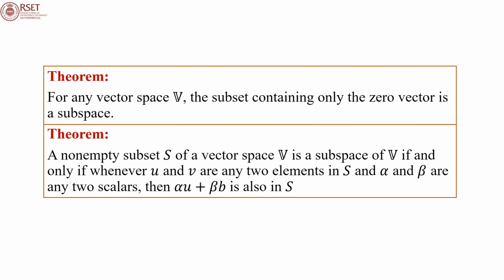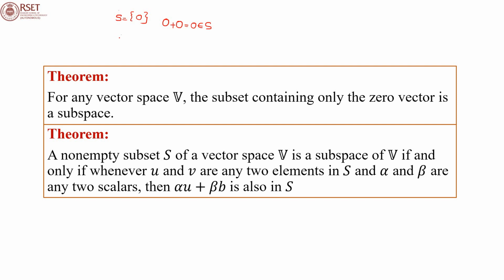Now let us see two important theorems on subspaces. The first one is, for any vector space V, a subset containing only the zero vector is a subspace. That is, every vector space will have a zero element, which is denoted by the letter 0. This will be a subspace because the only entry here is 0. Under closure under addition, 0 plus 0 will be 0. So if I am naming this set as S, 0 plus 0 is equal to 0, which belongs to S.